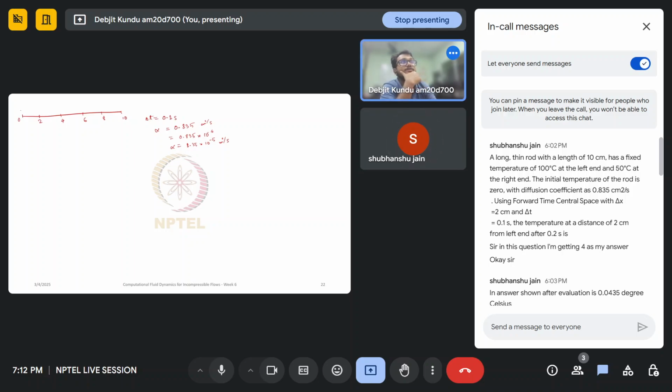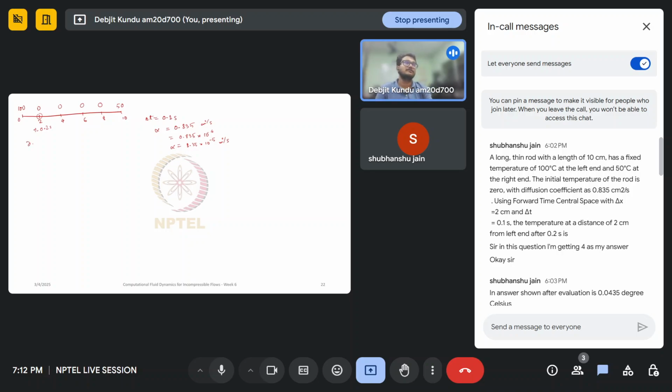What else? Okay, so the boundary conditions are 100 degrees Celsius here, 50 degrees Celsius here, and the initial temperature is 0. So 0, 0, 0, 0, 0. Right? Yes, sir. And we have to find the temperature over here at t equal to 0.2 seconds. So basically we have to solve this whole thing twice.